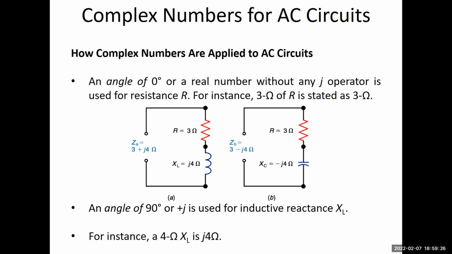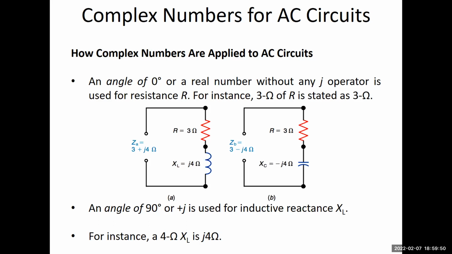So shall we move? Okay, so an angle of 0 degrees or a real number without any j operator is used for resistance R. So for instance, 3 ohms of R is stated as 3 ohms. So if we have no reactance, then only our resistance R will appear.